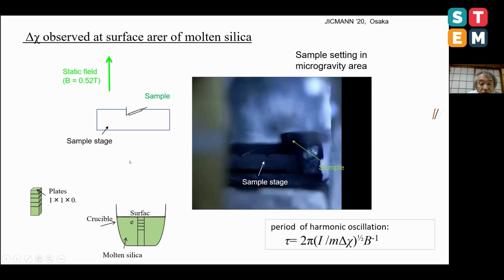Next, I'll show you the example of an experiment performed in microgravity. A sheet sample, this was released from the surface of the molten silica. It was set on an inclined plane on a sample stage. And this plane is always parallel to the surface plane. And static magnetic field was applied. It was about 0.52 Teslas. Now I can show you.